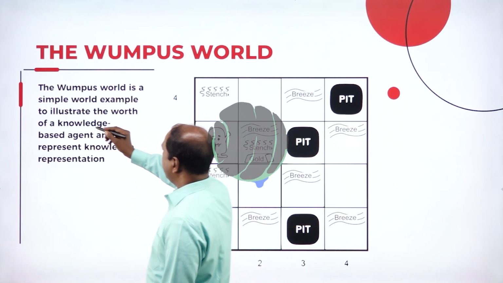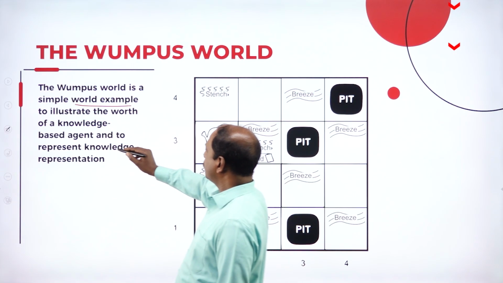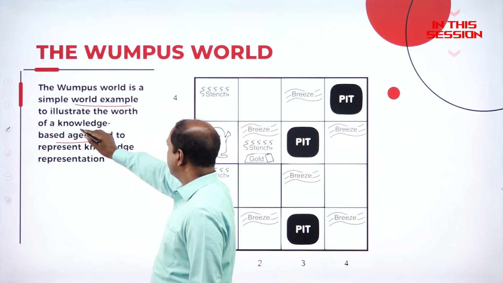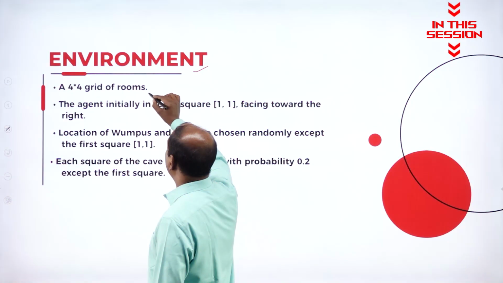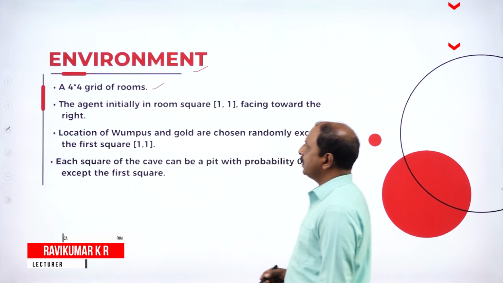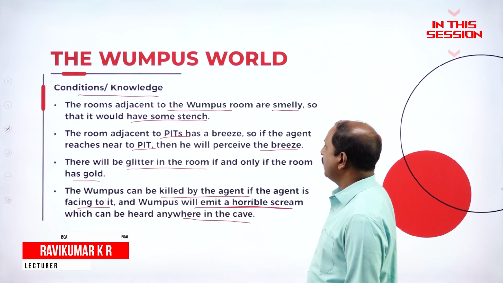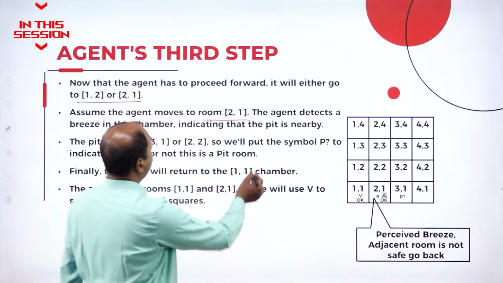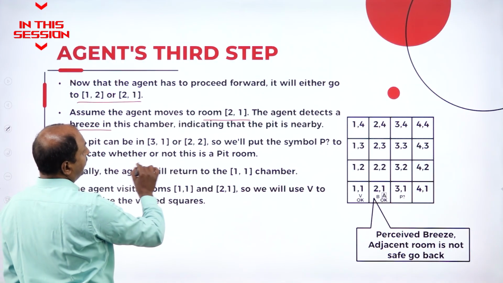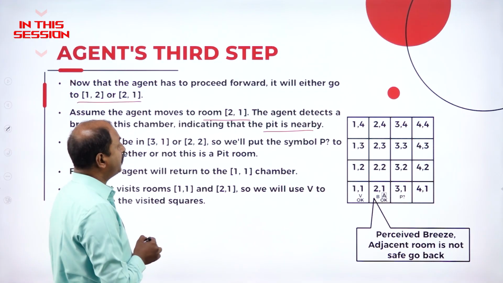The Wumpus world is a simple world example to illustrate the worth of a knowledge-based agent in representing knowledge. It is a 4 by 4 grid of rooms, so there are 4 rows and 4 columns, and we have seen there are 16 squares in this problem. The agent perceives a breeze, indicating there is a pit nearby. That is as per the condition of the problem.